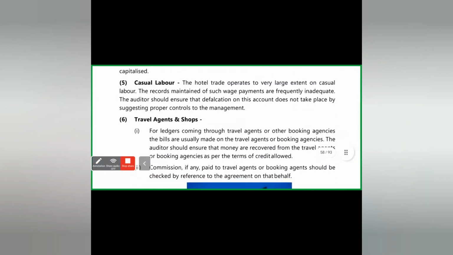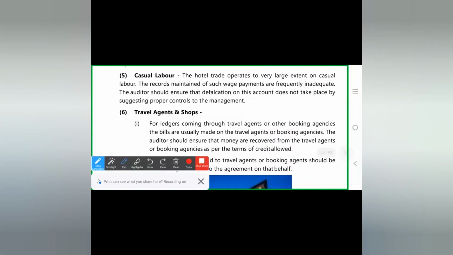Next, we see casual labor. The hotel trade operates to a very large extent on casual labor. So they get wages, daily wages, weekly wages, and such wage payments are frequently inadequate. So auditors should ensure that defalcation on this account does not take place by suggesting proper controls.